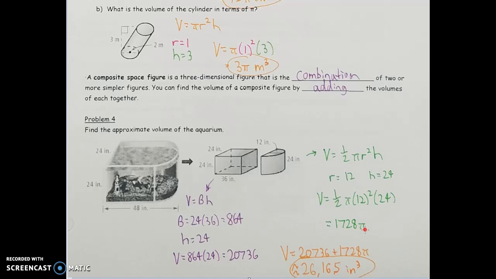So if I want to look for a combined volume of the aquarium, I'm just adding those two separate volumes together, and we can round that to the nearest whole number. I think that should come out to 26,165, and that would be in cubic inches.